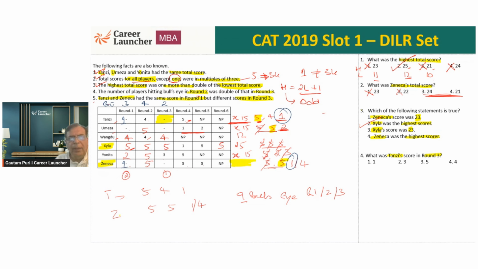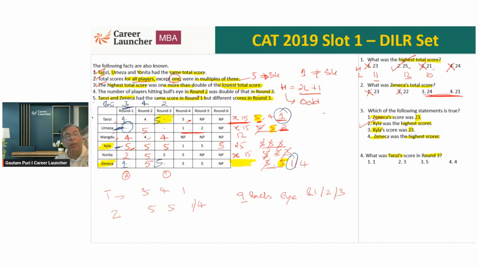What would then happen? Then, in round 3, Tanzi should have 5. In round 3, Tanzi should have 5. And Zeneca will also have 5. So, this will contradict. So, in round 1, if they have the same score, it cannot be 1. If both are 1, that means, and the second problem is, if both of these become 1, then I will have to put a 5 here. But that will make it 1 plus 1, 2. I need a total of 3 5s.